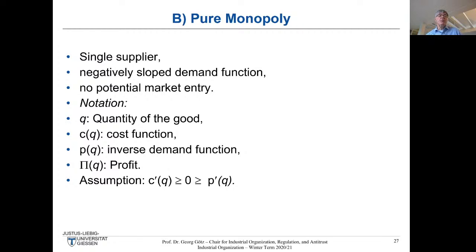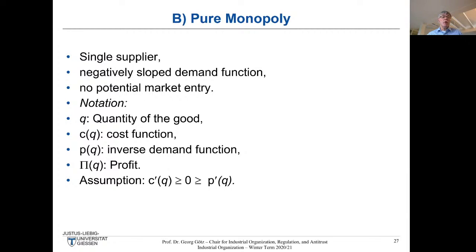You hopefully know all the formalities we need here, and I just want to start with the standard assumptions. If we have a monopoly, we have a single supplier. This single supplier faces a negatively sloped demand function, and we assume that there is no potential market entry, so there is no threat of entry. Some of you who already took the economics of regulation course know that even potential market entry might play an important role if we have so-called contestable markets, but here we assume that we have no potential entry.